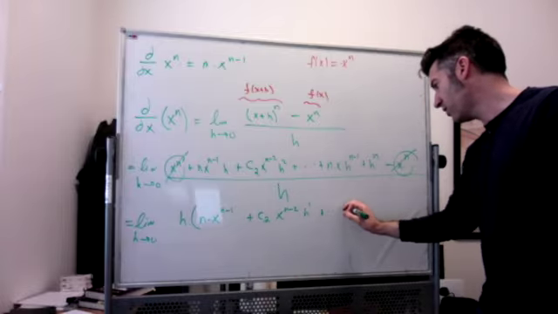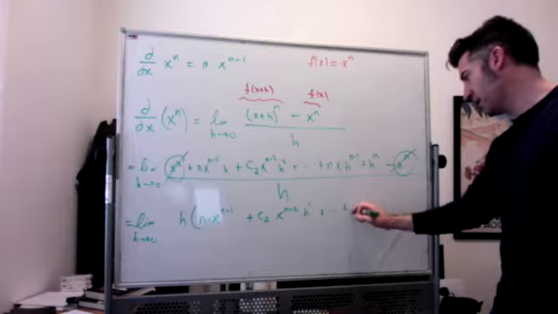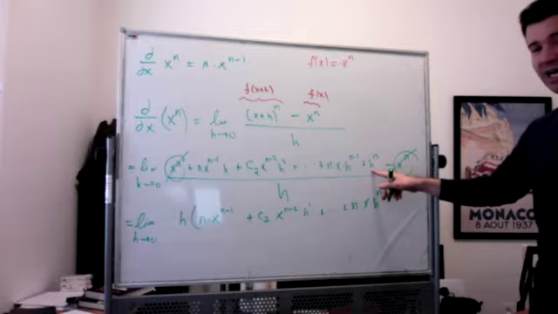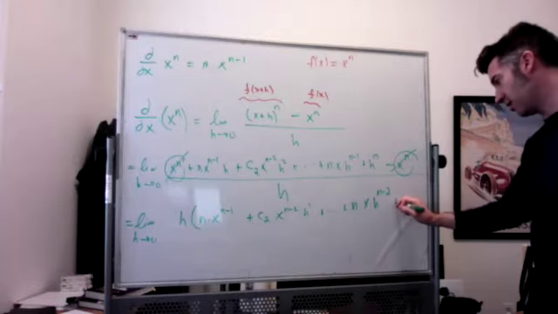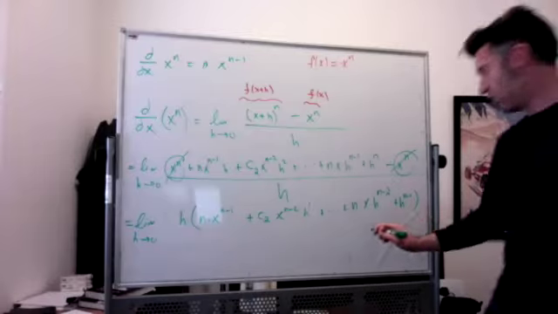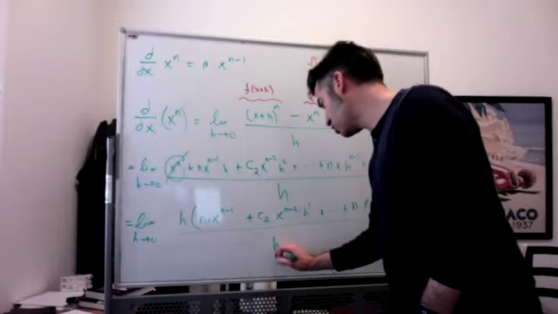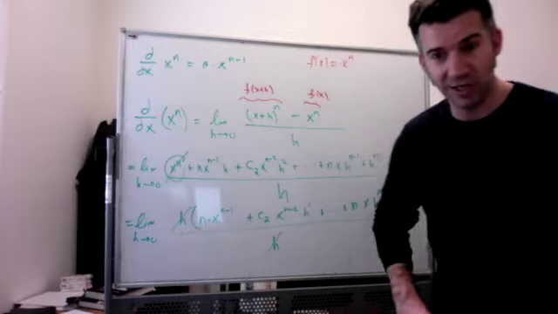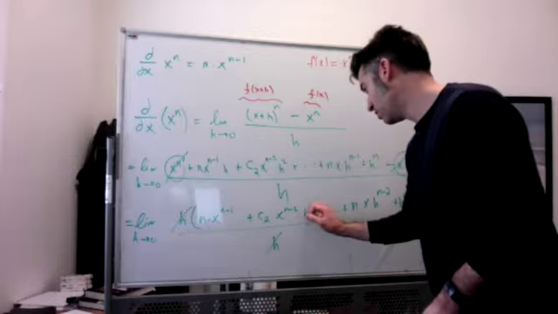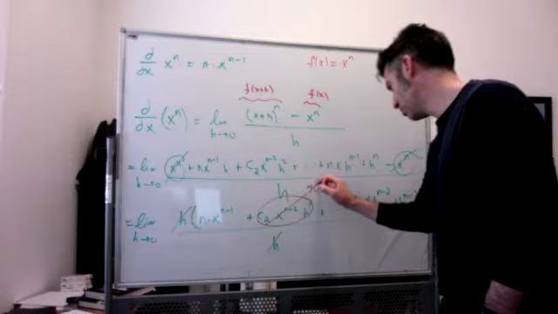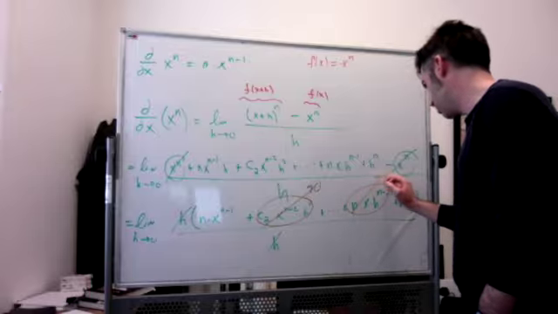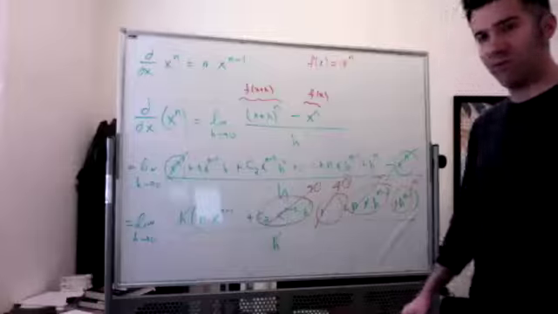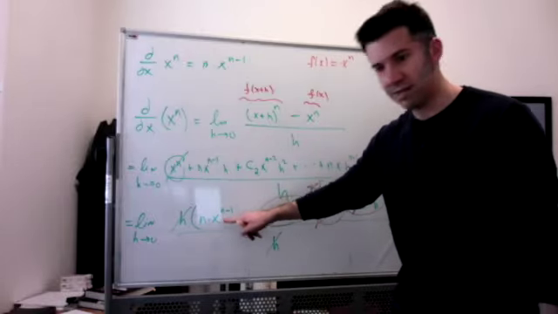So I've got lots of other things. This second last one is n times x times h to the n minus 2. And this last one after I factor out an h is going to be h to the n minus 1. All divided by h. This h cancels that h. The rest of the h's go to 0. There's a lot of them. 0, 0, 0. Everything in here, 0. What are we left with? n times x to the n minus 1.